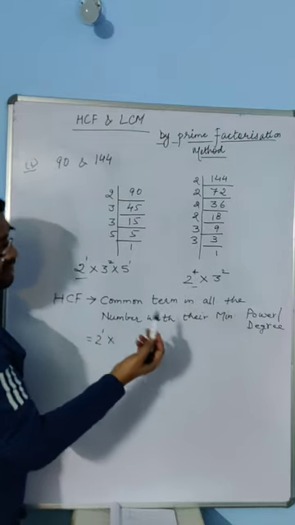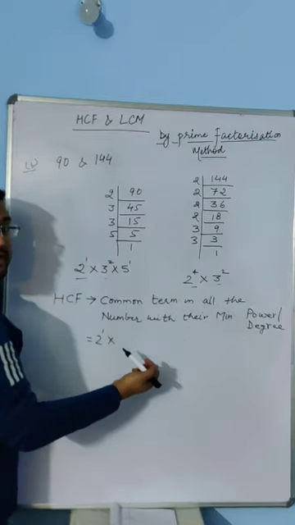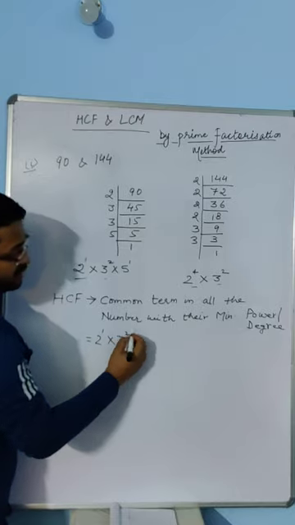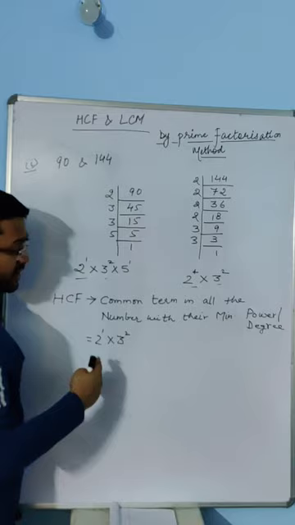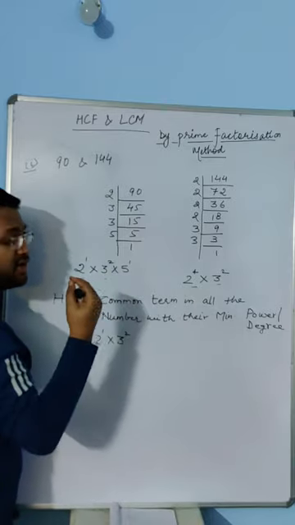Okay, do I have anything else common? Yes, I have 3 also common. And what is the minimum power of 3? Since both the powers are 2 only, you can take 3 square. Suppose in case I don't have anything common between them, then I am going to take the HCF as 1, if nothing is common, not even a single term.